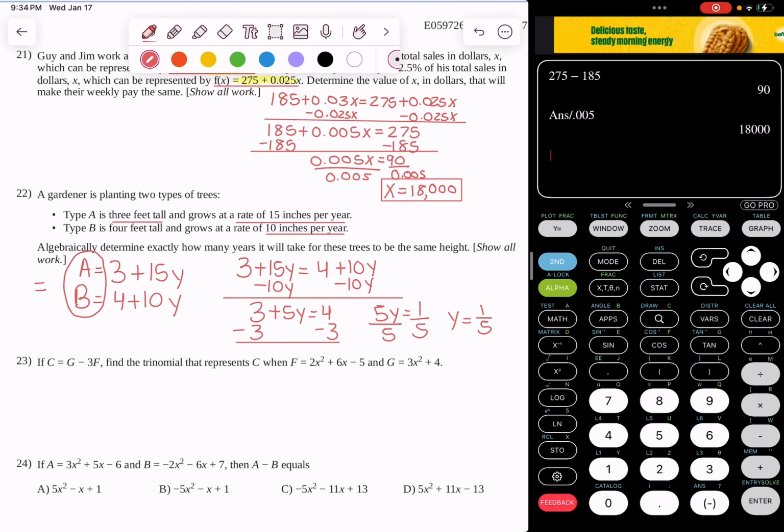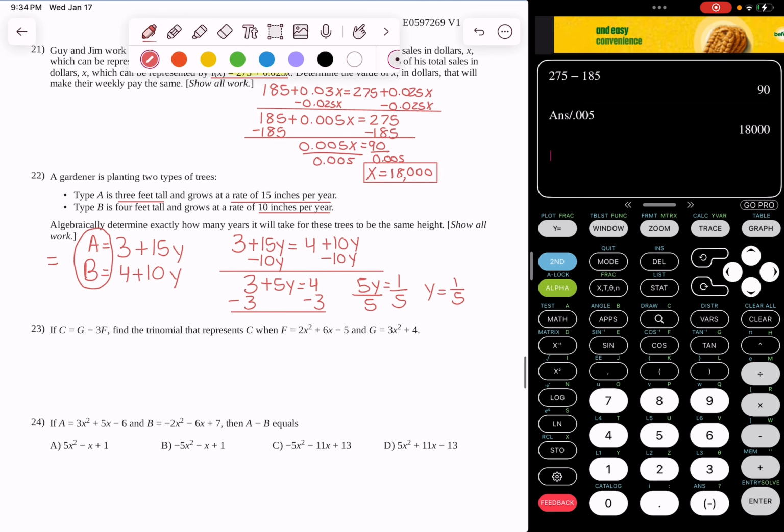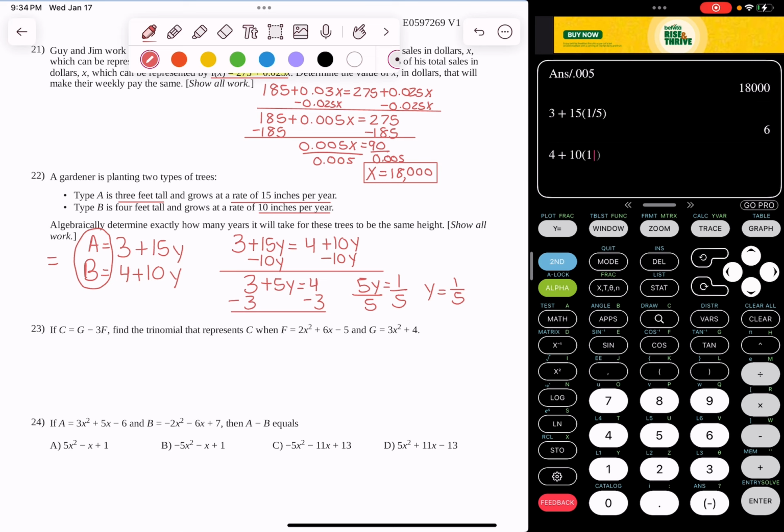Which means that it would take a fifth of a year for them to be the same. Let's make sure this is true. 3 plus 15, and in a fifth of the year, it will grow to 6. So let's see this one. 4 plus 10, and a fifth of the year, it will be 6. So yes, determine how many years it would take: 1/5 of a year. Good.